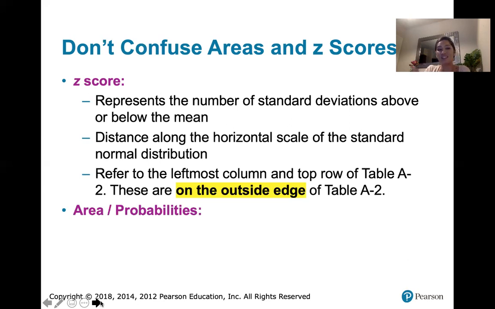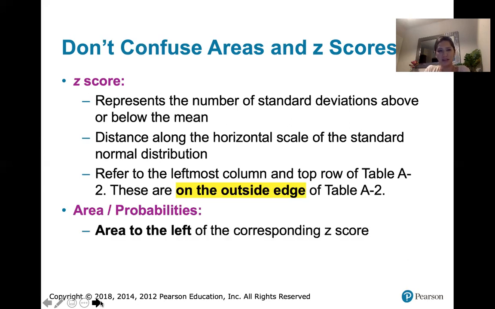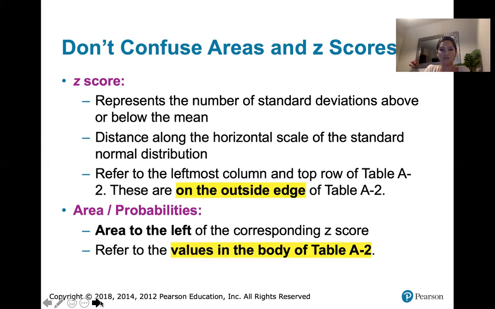Now, areas and probabilities are on the inside of the table. And these will always correspond to area to the left of the z-score, not areas to the right, not areas in between. You'll have to infer areas to the right or areas in between z-scores. Again, these are values in the body of the table. In this video, we are finding areas and probabilities corresponding to z-scores. So we're going to start on the outside of the table because we know what the z-scores are, and then go to the inside of the table to find the areas and probabilities.